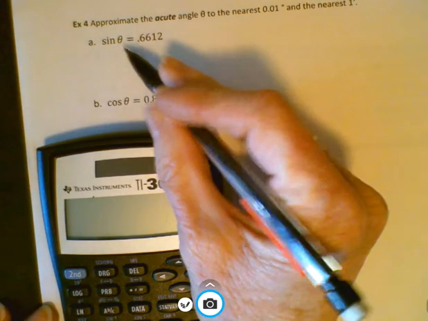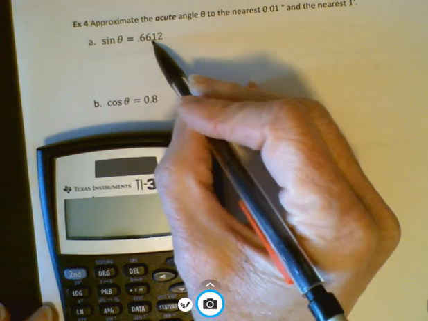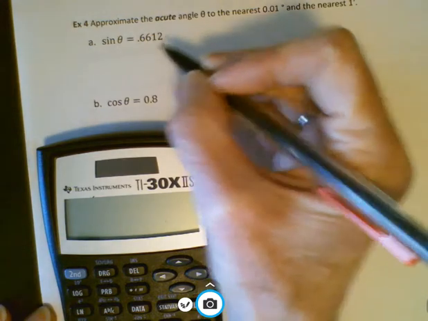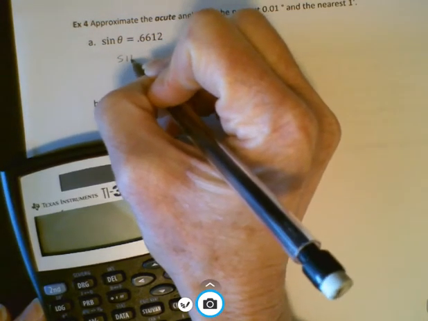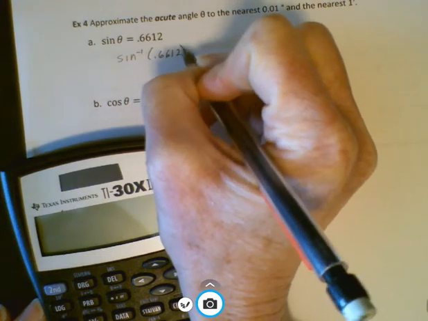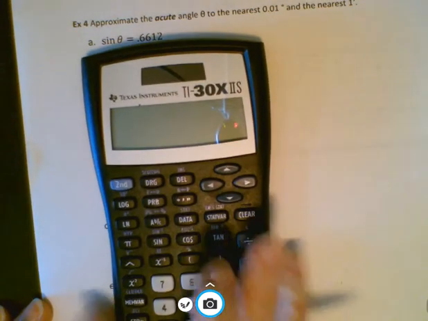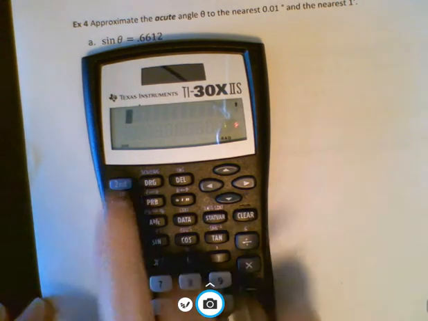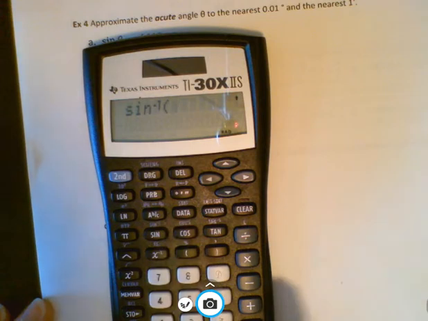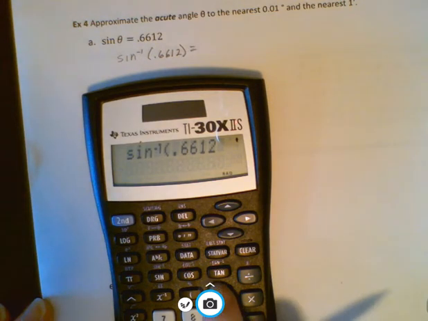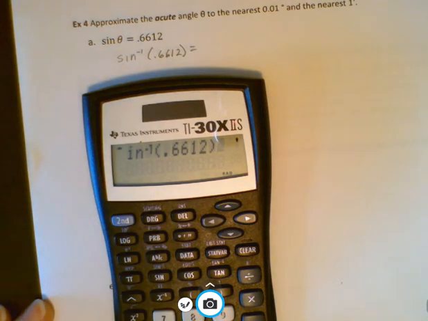All right, so if we know that the sine of theta is 0.6612, what's theta? We can find that by calculating the inverse sine of k, 0.6612. Look on your calculator. We have to turn it on, press our second key, and then sine. Notice it has sine with the -1 there. Now we type in 0.6612 and see what we get.